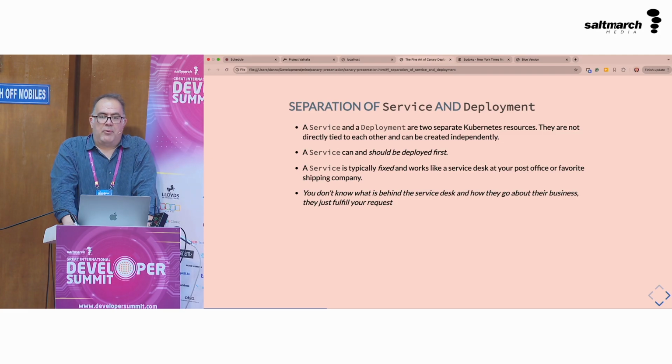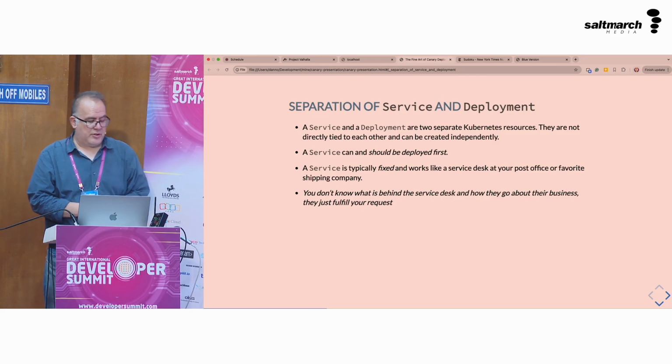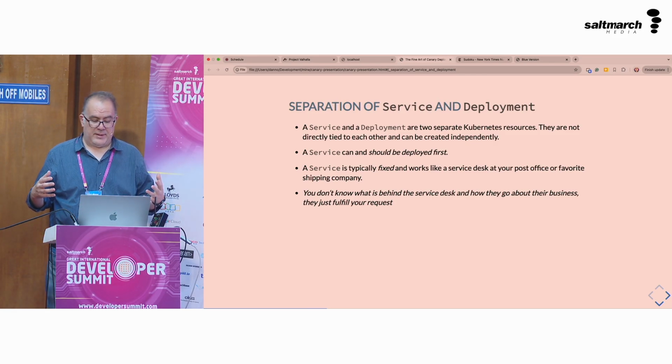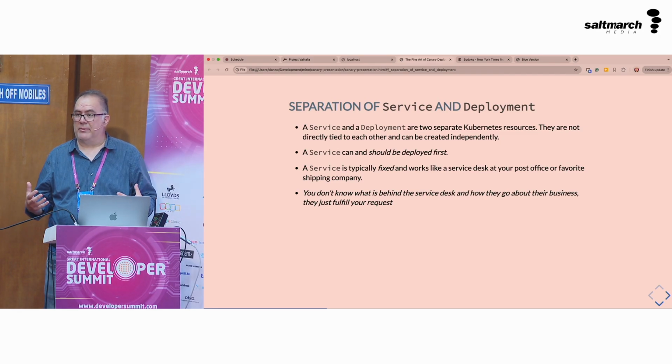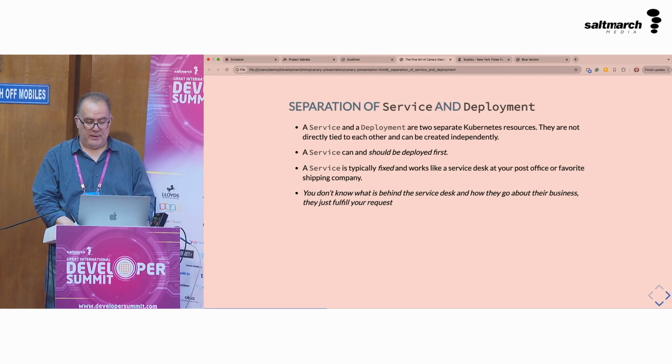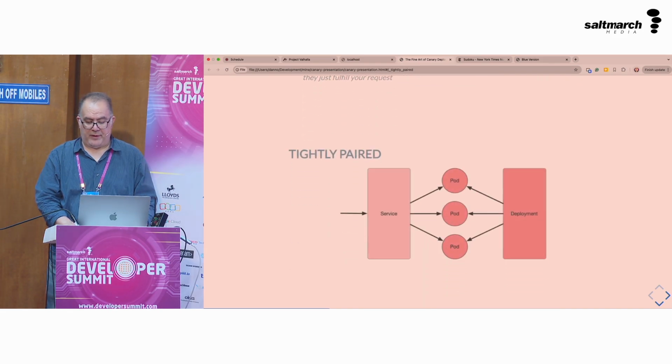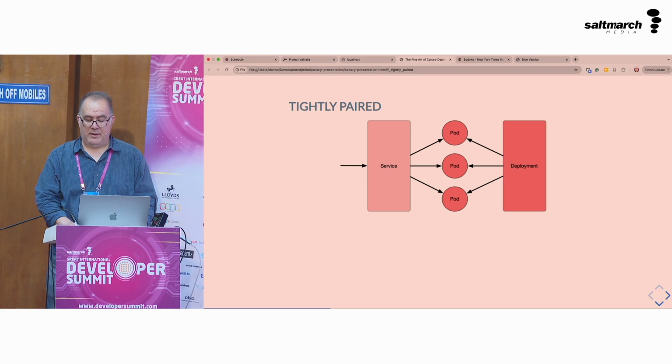You don't have to keep redeploying your service over and over, unless you want to do something to fix a service or change things around. But it's fixed, but your deployments are changeable. Right? And that changes the replica set. Okay? You don't know what is behind the service desk or how they go about their business, but they just want to fulfill that request. So I think we're kind of used to this.